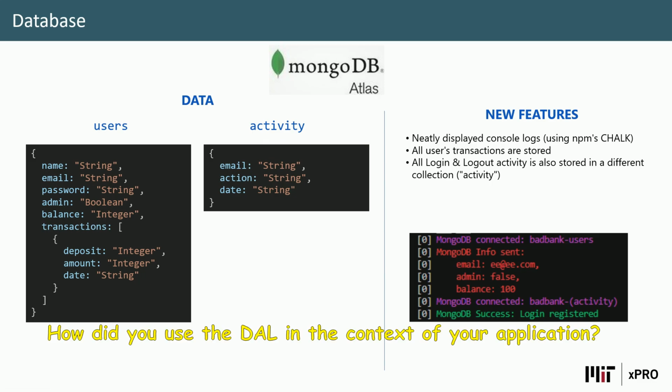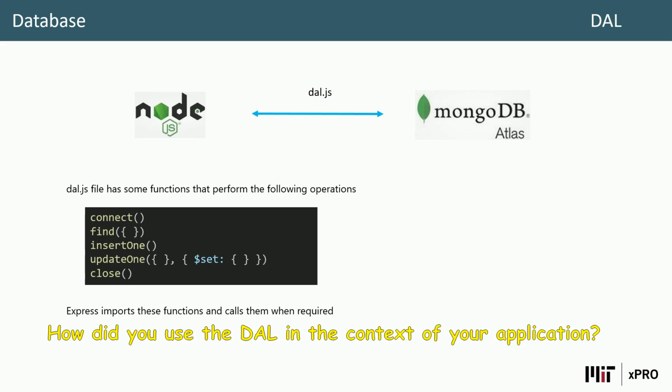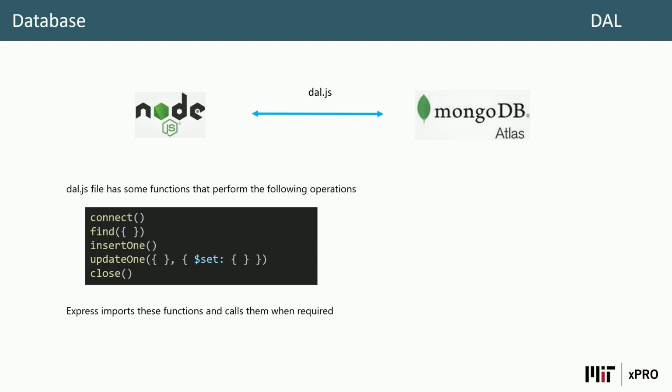How did you use the DAL in the context of your application? I created a DAL file just as we did in one of the exercises. It has some functions to perform various operations in the database. This is the list of the functions or methods that I used, which are, of course, connect, find, insert one, and the Express server imports these functions to be able to call them when required.